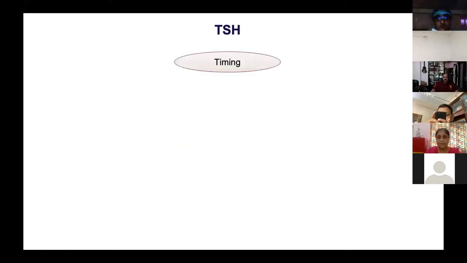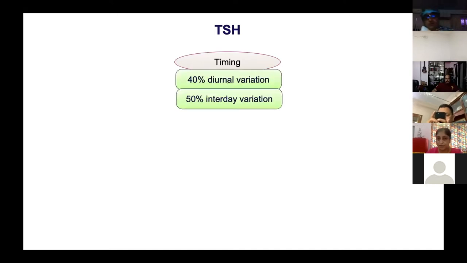Then a few words about TSH, about the timing. As with many other hormones, like almost all endocrine evaluation, we order fasting state hormones. Ideally, even TSH shows diurnal variation and circadian rhythm. So the levels are maximum during the late night, 11 p.m. to 2 a.m., and the nadir is at 3 to 4 p.m. in the afternoon. But it's not so severe.